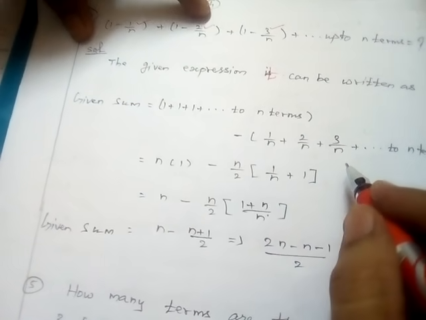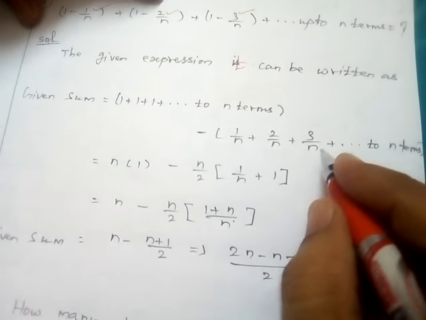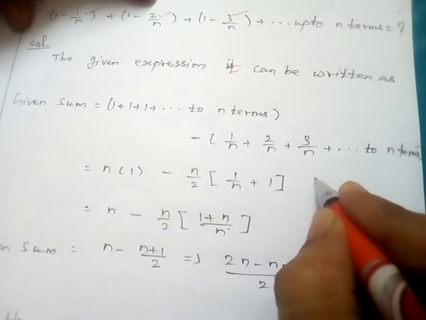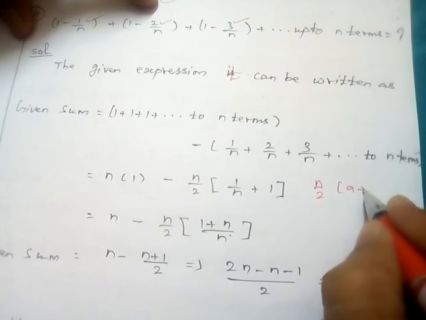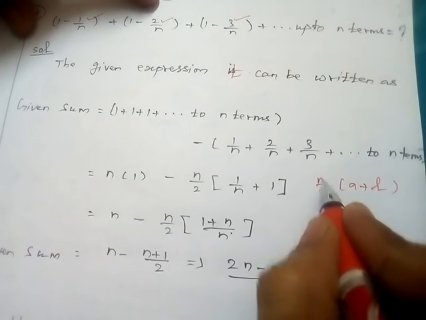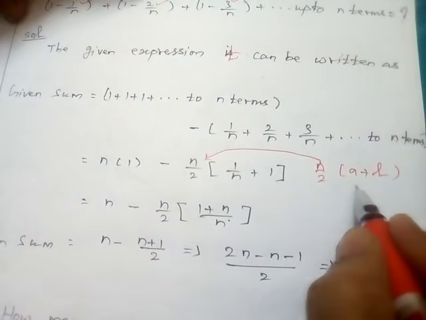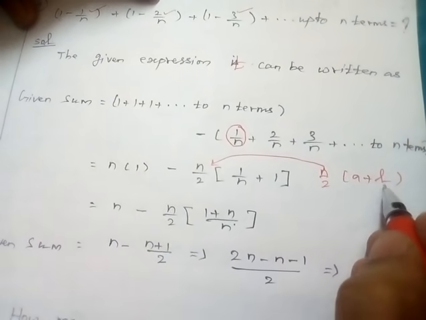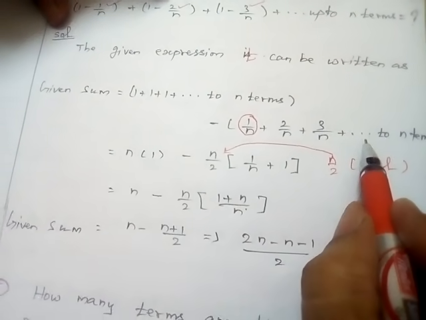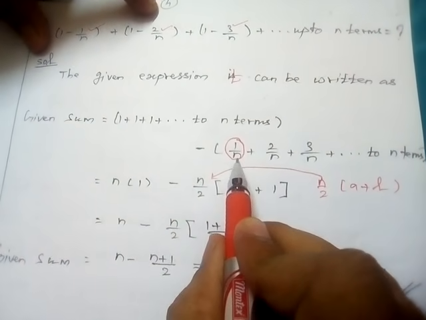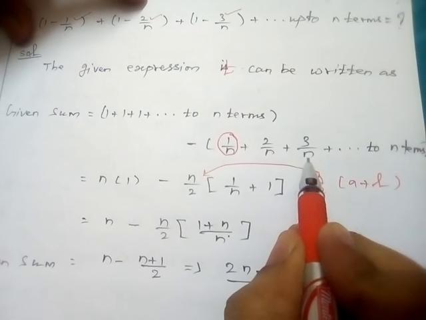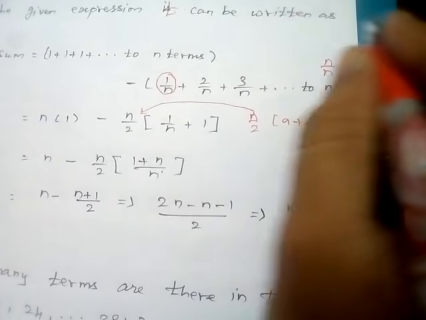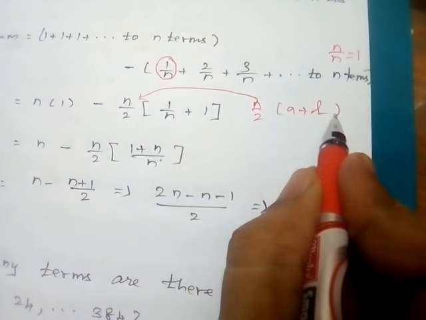Applying the formula for the sum of n terms of an arithmetic progression, it is n by 2 times a plus L. Here it is n by 2 as it is. Now a is the first term, so a equals 1 by n, and L is the last term. The first term is 1 by n, second term 2 by n, third term 3 by n, etc. What about the last term? n by n, which is equal to 1. Therefore the last term L is equal to 1.